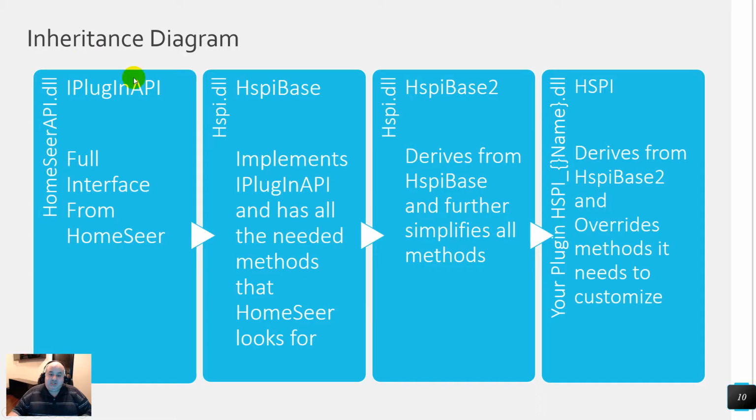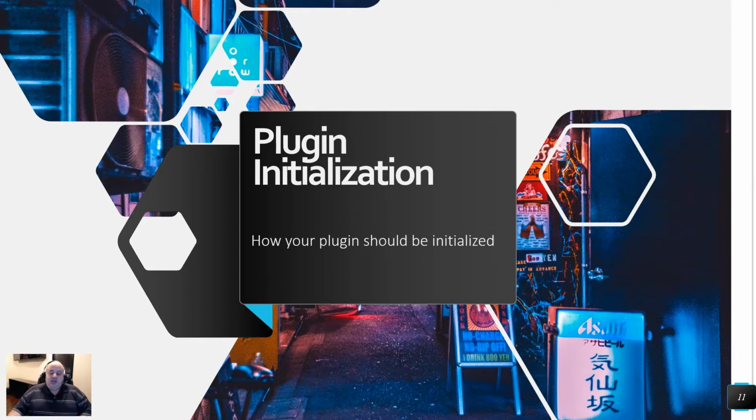And this HSPI base 2 derives from HSPI base that implements iPlugin API. And then finally, we have your plugin name.dll, which implements a class called HSPI. That derives from HSPI base 2, which derives from HSPI base, which implements the iPlugin API. And here, all you do within this class is override the properties and methods that you want your plugin to be different from all the defaults that are defined in HSPI base 2 and HSPI base. Hope that makes sense.